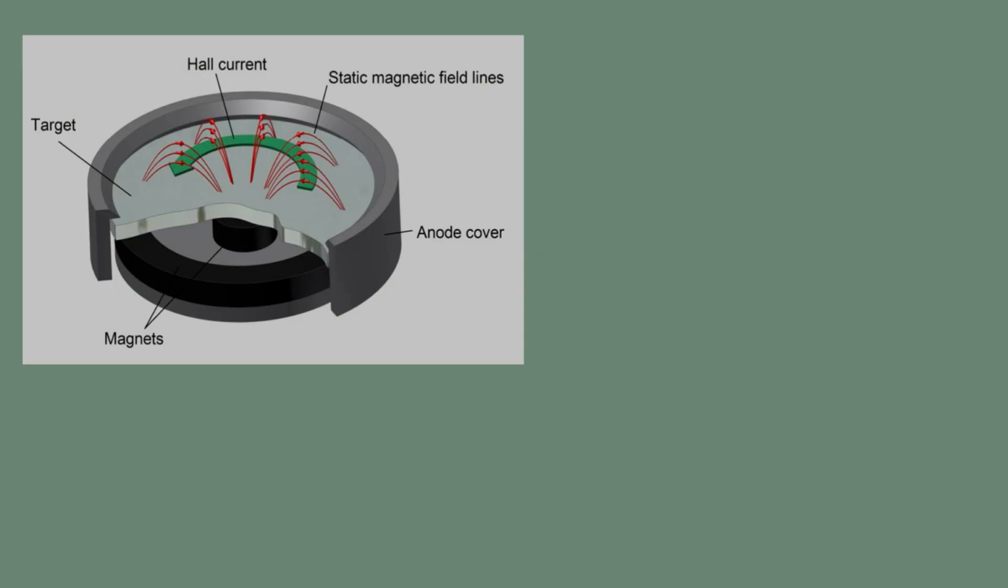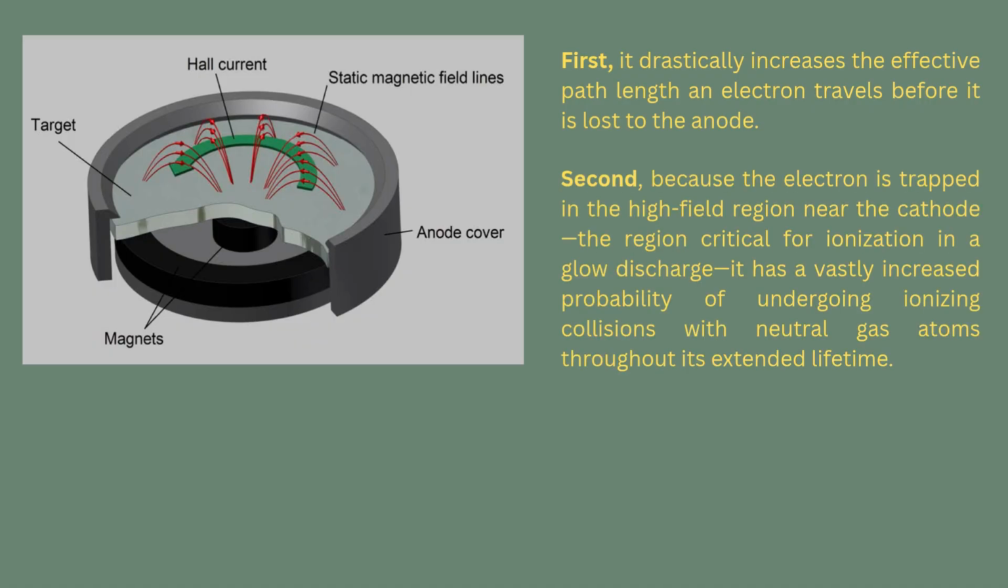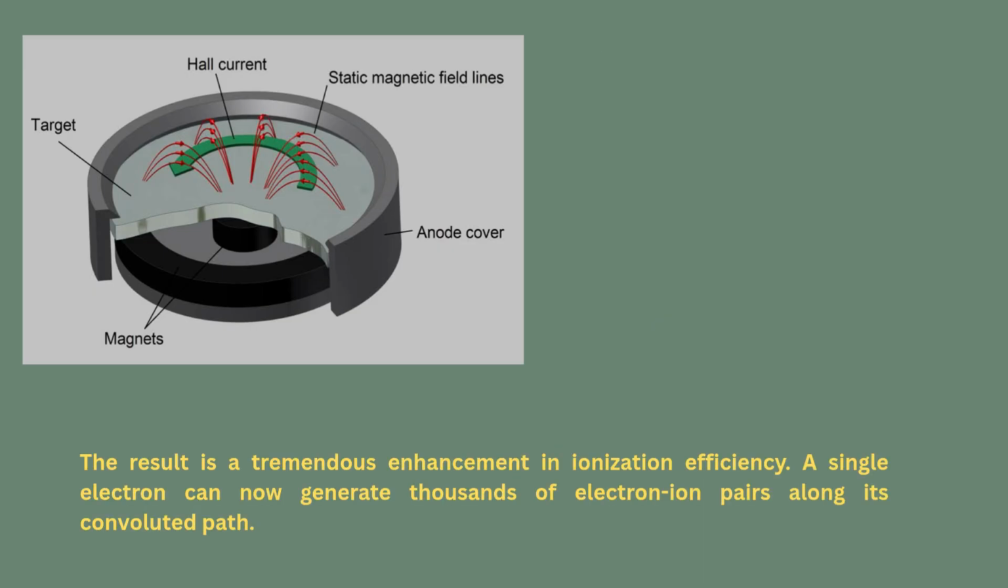This magnetic confinement has two profound consequences. First, it drastically increases the effective path length an electron travels before it is lost to the anode. In a simple DC glow discharge, an electron makes a single direct transit. In a magnetron, an electron undergoes a long looping path, circling many times near the cathode. Second, because the electron is trapped in the high field region near the cathode, the region critical for ionization in a glow discharge, it has a vastly increased probability of undergoing ionizing collisions with neutral gas atoms throughout its extended lifetime. The result is a tremendous enhancement in ionization efficiency.